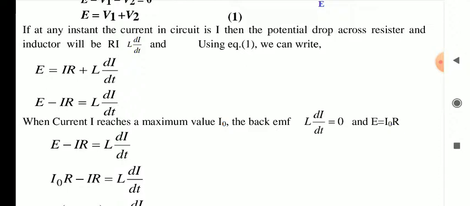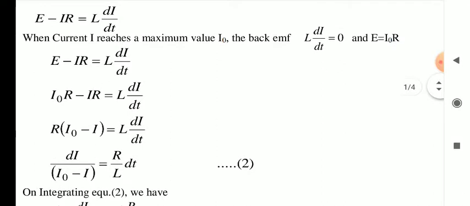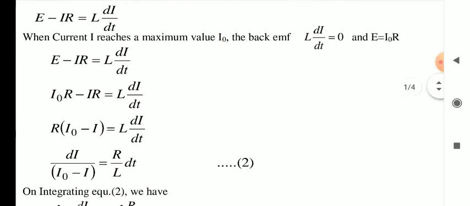When the current I reaches the maximum value, I naught, then the back EMF, that is L into di by dt, is equal to 0, because I reaches the maximum value, the steady state, which is constant. Therefore, the differentiation of the current with respect to time vanishes. So L into di by dt is equal to 0, and E is equal to I naught into R. Therefore, E minus IR is equal to L into di by dt, where E is equal to I naught into R.